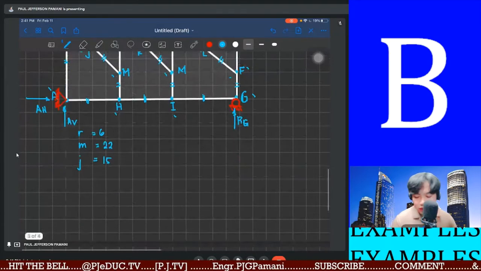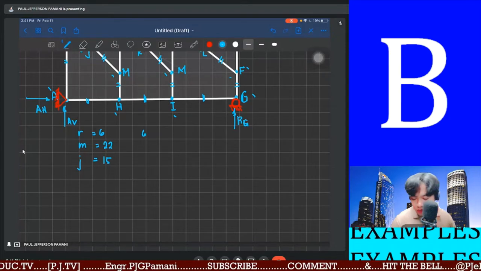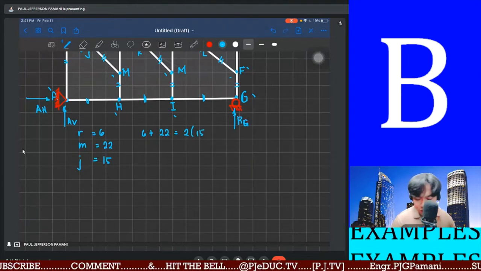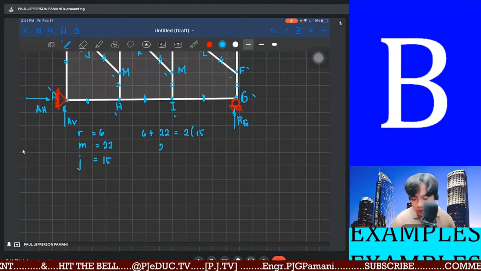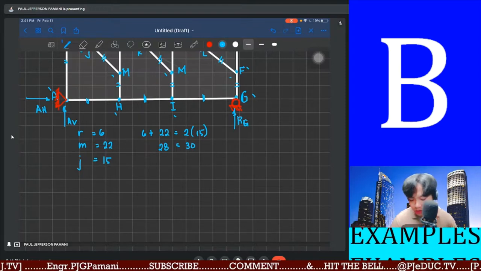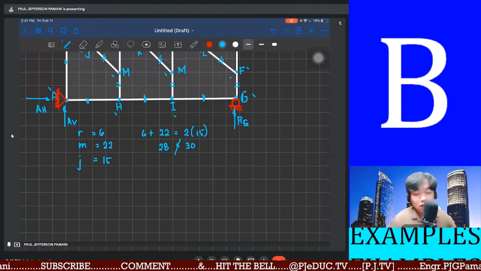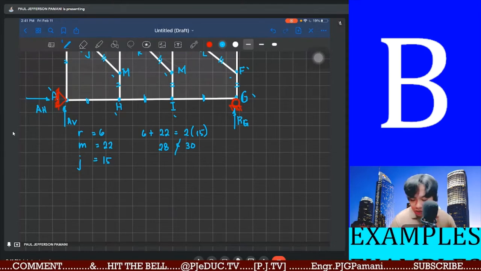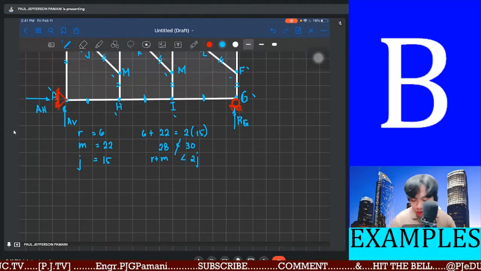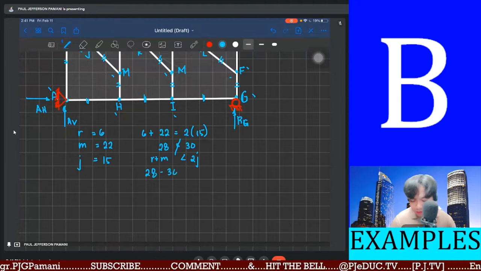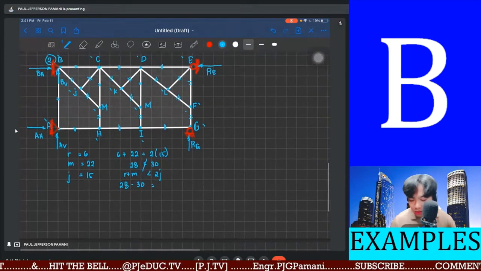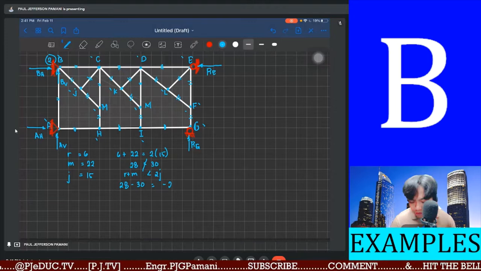Okay, using our formula, we have now R plus M, which is 6 plus 22, equal now to 2 times the number of joints, 15. 22 plus 6, that is 28. So 2 times 15, we have 30. So, meaning this is not equal. R plus M is not equal with 2J. Such that R plus M on this condition is less than 2J. Transposing the 2J on the other side, we have 28 minus 30, which definitely gives us the value of negative 2 degrees.